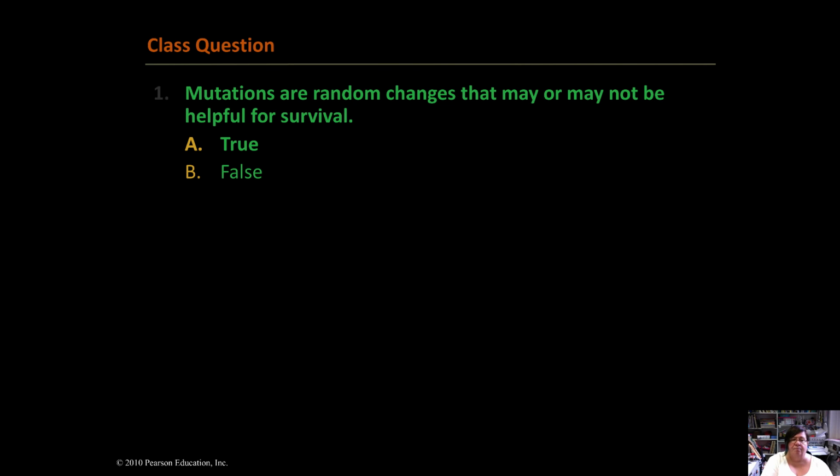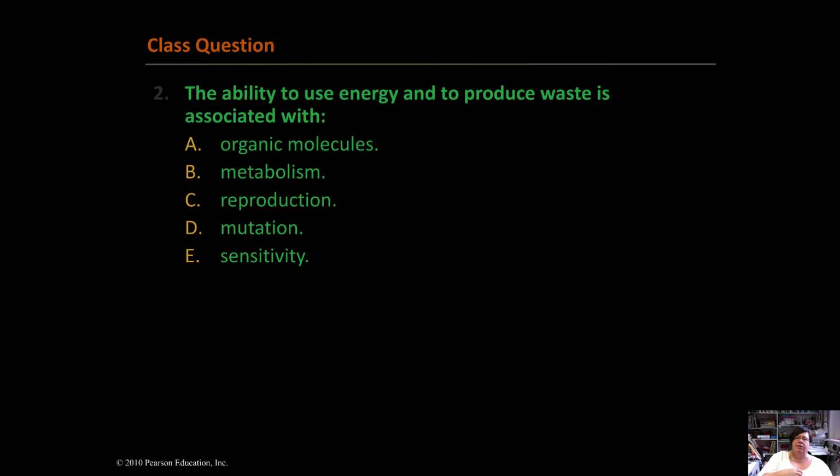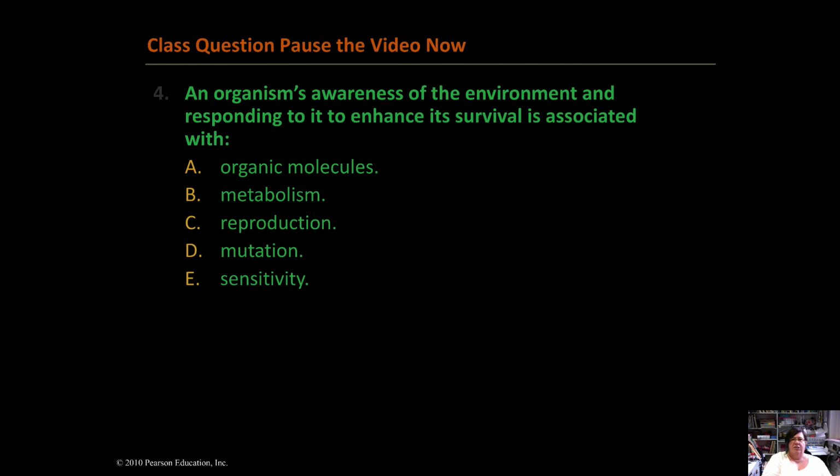So that's true. The ability to use energy and to produce waste is associated with, well, metabolism, right? Just sort of testing your remembering of the slide a couple slides back. Okay. And here's a class question, so pause the video and answer the question.